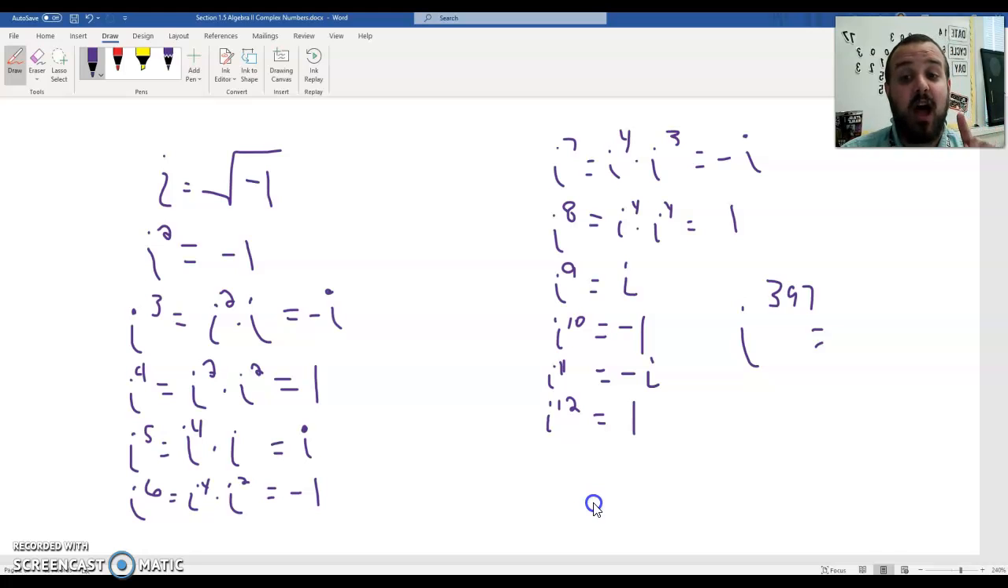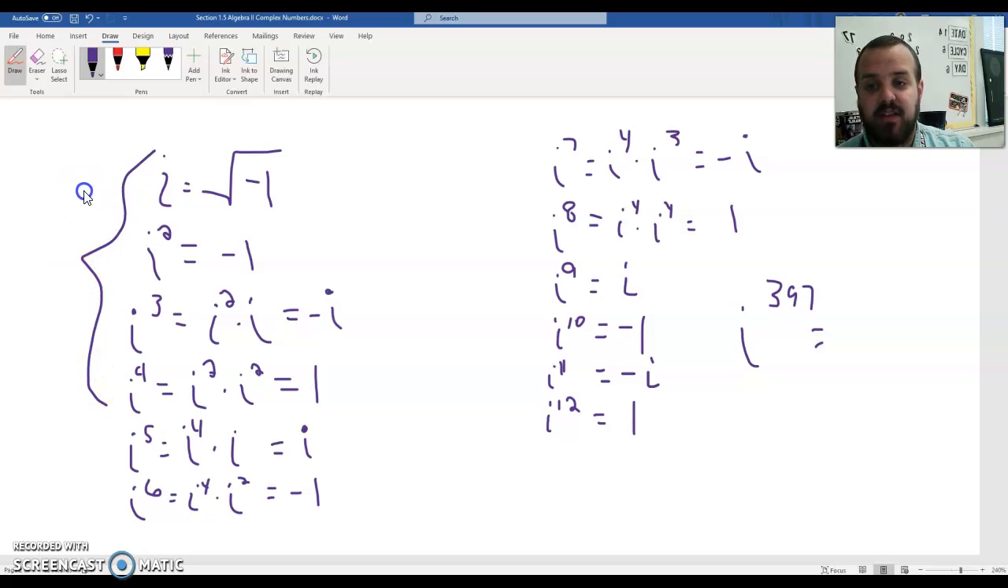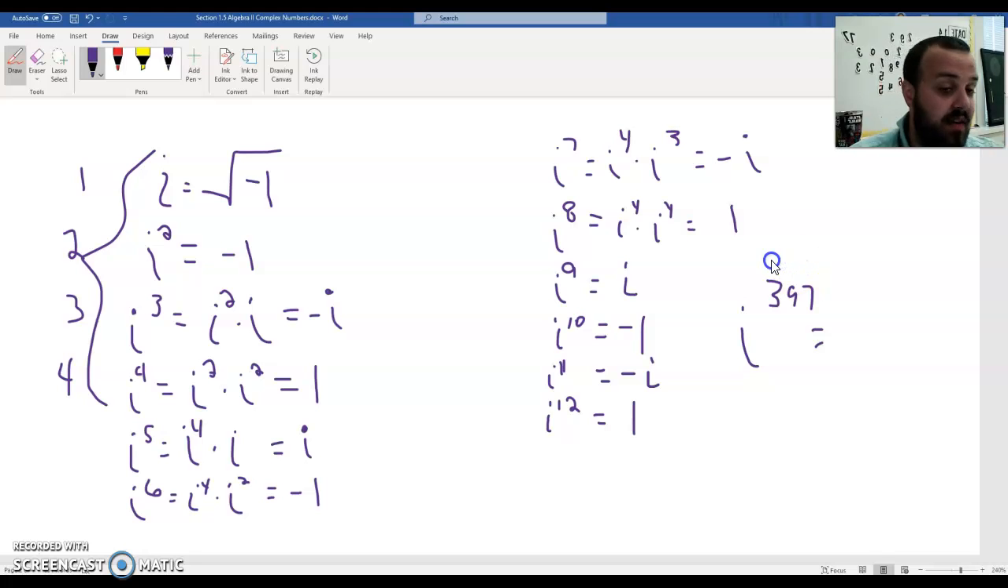We actually can figure out what step of the pattern we're on by doing a little bit of critical thinking. We have 4 steps to our pattern here. This is step 1, this is step 2, this is step 3, and this is step 4. What's cool about that is that these numbers are all divisible by 4. So we're going to divide by 4 to figure out what step of the pattern we're on. We're going to take 397 and divide it by 4.